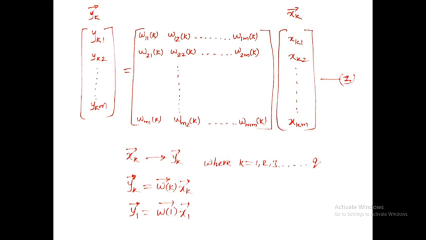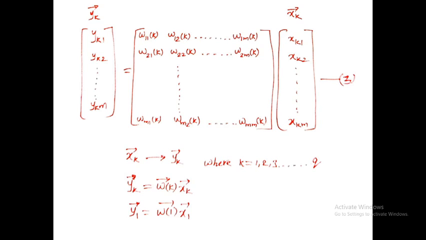into the corresponding input. For example, if you want to see the output of the last, Mth neuron, YKM is equal to WM1 of K into XK1 plus WM2 of K into XK2 plus WM3 of K into XK3 plus and so on, WMM of K into XKM. The last row will be multiplied with the corresponding inputs. That is the corresponding YKM output. So this is the kth pattern, with the corresponding connection link weights, input and output.